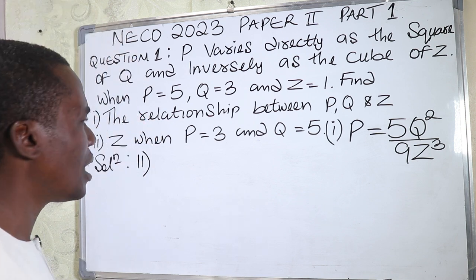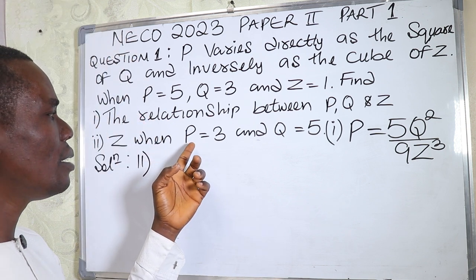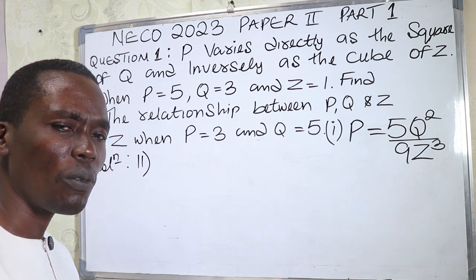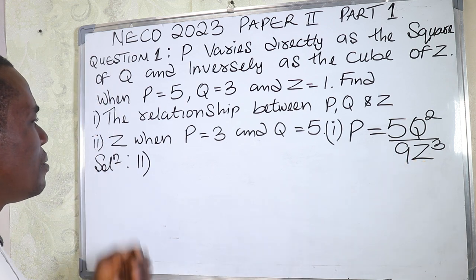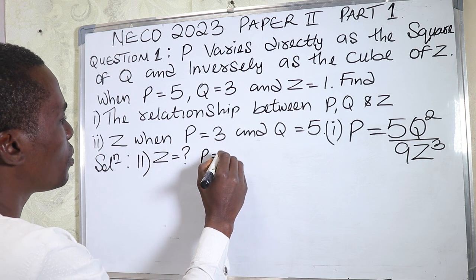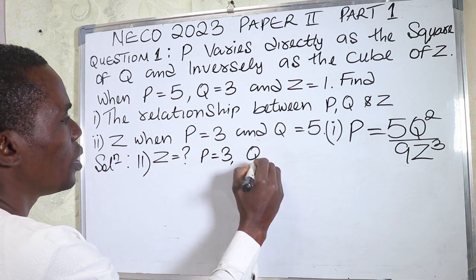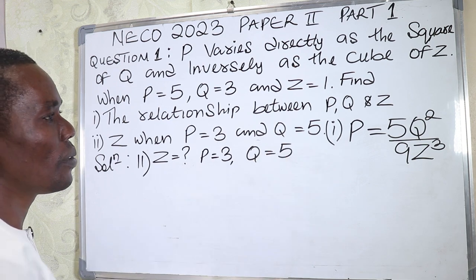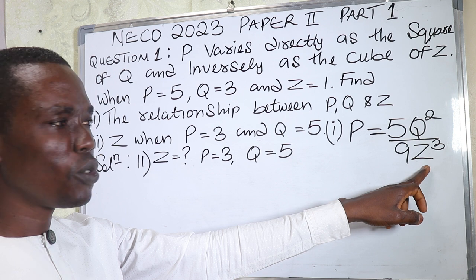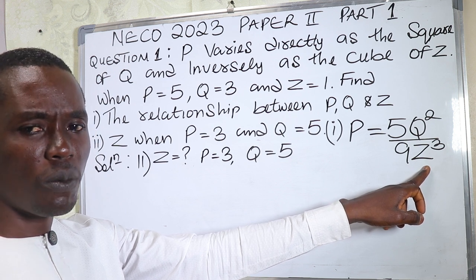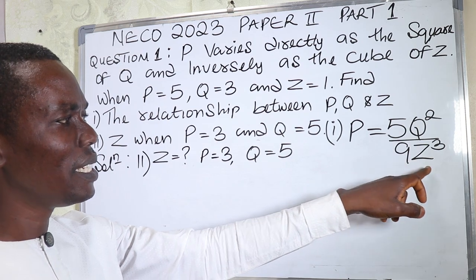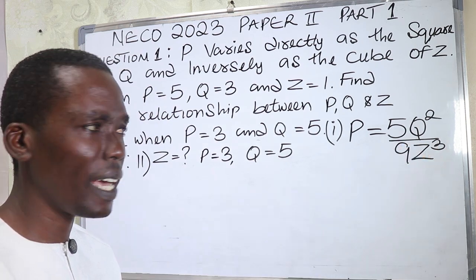Very, very easy. Before we input the parameters, the quantities for p and q, let's make z the subject of formula, because we aren't given z. We know p is equal to 3 and q is equal to 5. Good. Now let's make z the subject of formula. To do that, there is something we must do. We must multiply both sides by 9z cubed. That way we can clear the fraction.